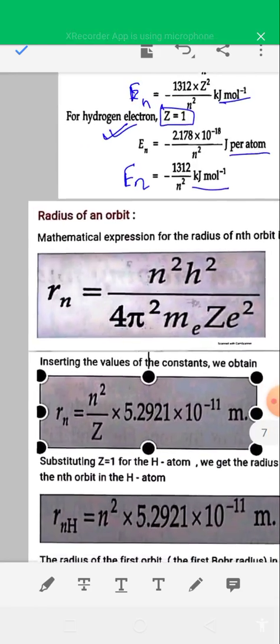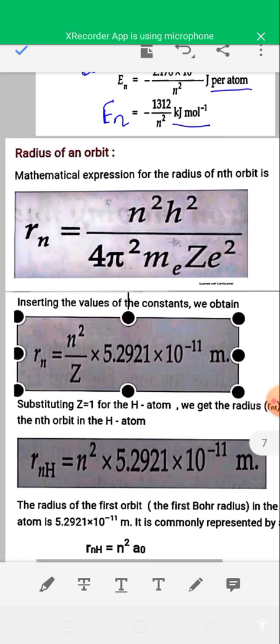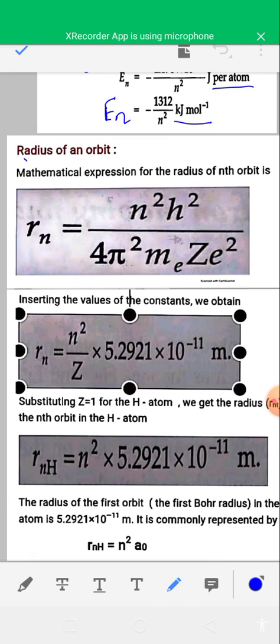Now see, using Bohr atomic theory, you can calculate the radius of the circular orbit. Like the calculation of energy, there is a formula. Using this formula, we can calculate the radius of this electronic path. The radius of the nth Bohr orbit, Rn, is equal to n²h² divided by 4π²mZe², where Z is the atomic number of the element, e is the charge of the electron, and m is the mass of the electron.